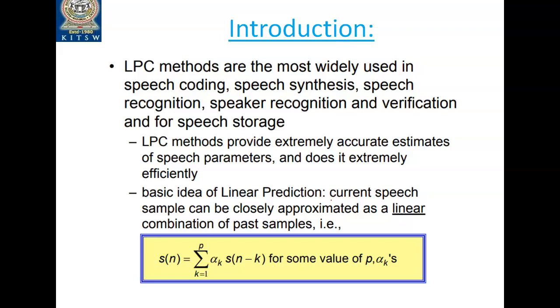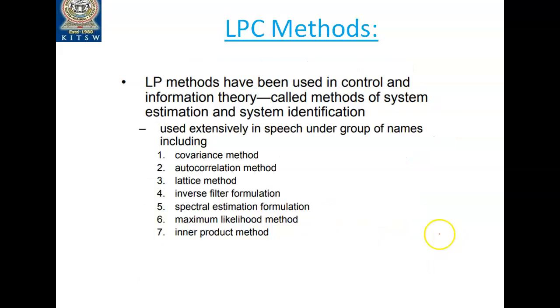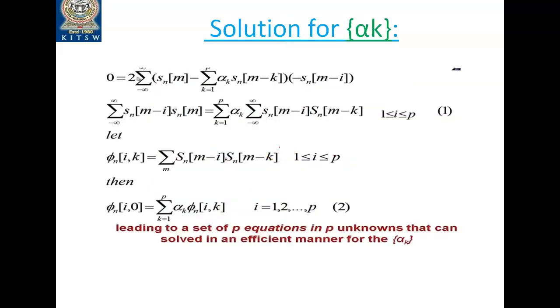This is the basic idea of linear prediction: the current speech sample can be closely approximated as a linear combination of the past samples. This is how we represent it mathematically. Now let us discuss the covariance method, because the autocorrelation method we have already done. These are the solutions for alpha k. These two equations are very important for you to understand better how we compute alpha k, and what estimation issues we may come across when we want to predict the coefficient values of the speech signal.